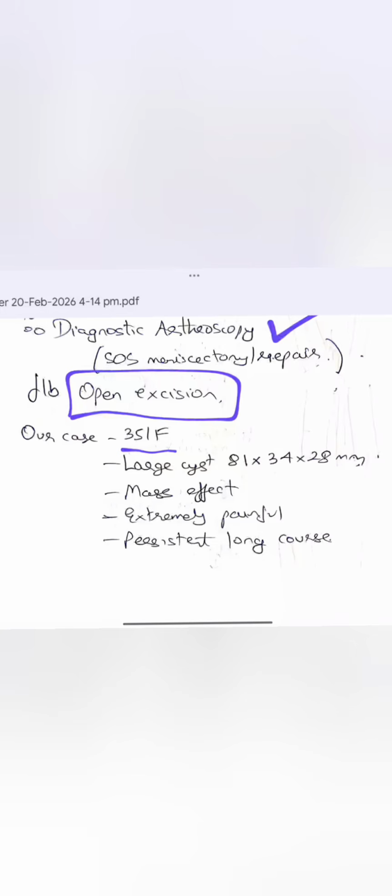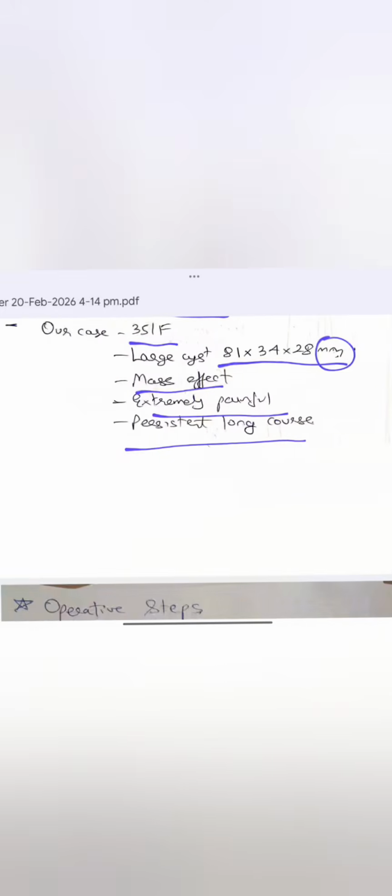Okay, we got the MRI done. It was a large cyst measuring 81 by 34 by 28, which had mass effect and compressive symptoms, and restricted range of motion and persistent pain. So she had mass effect, an extremely painful knee range of motion, and the long course of the cyst.